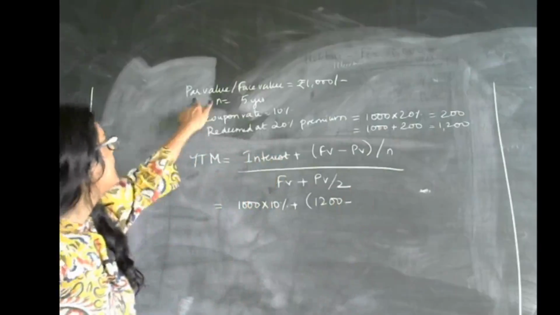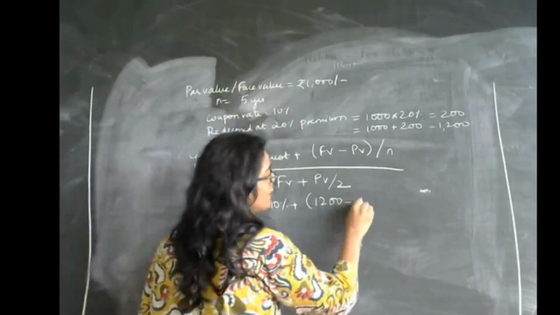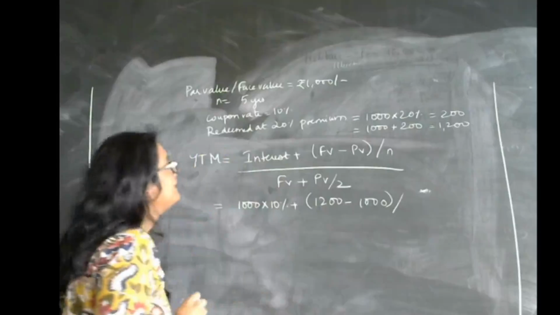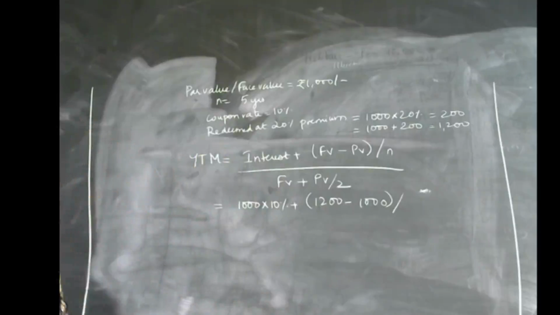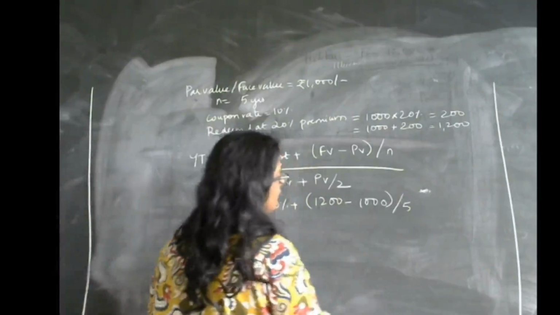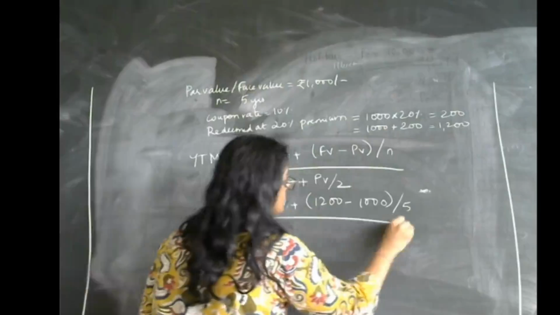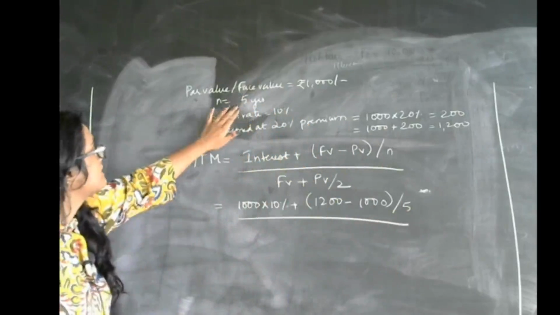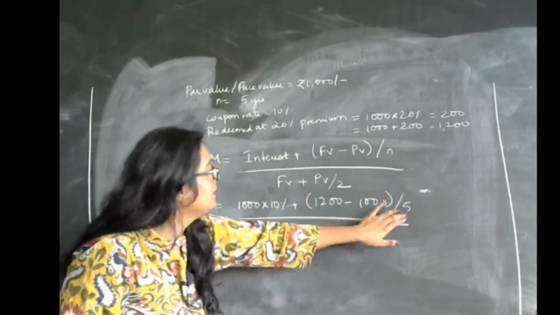Currently, what is the value? Currently, the value is only 1000. So that 1000 divided by n. N, it is given to us. N is nothing but number of years. So we divide it with 5. Since n is 5 years, it is given over here, so we are dividing it with 5.